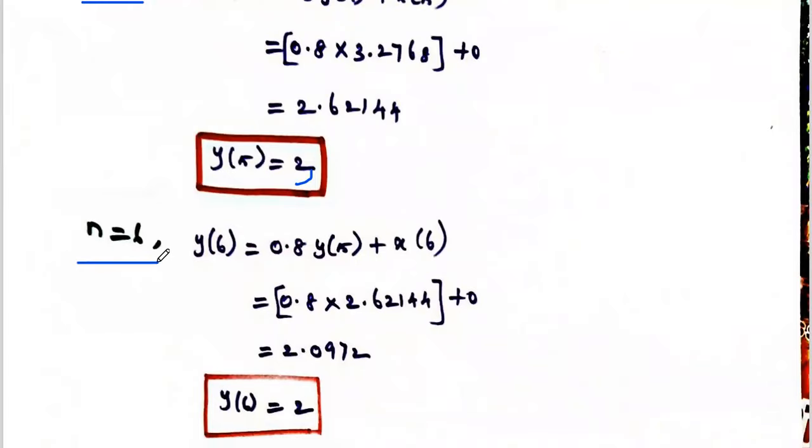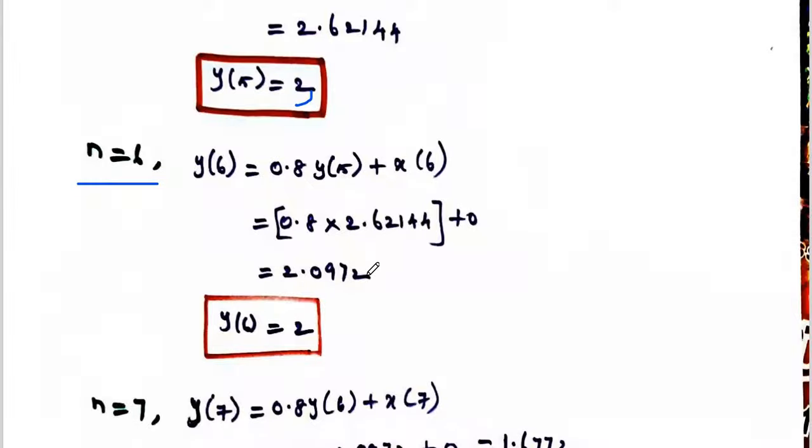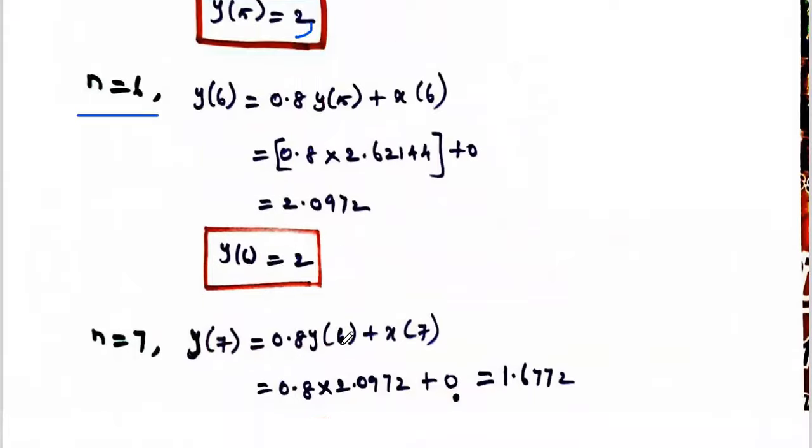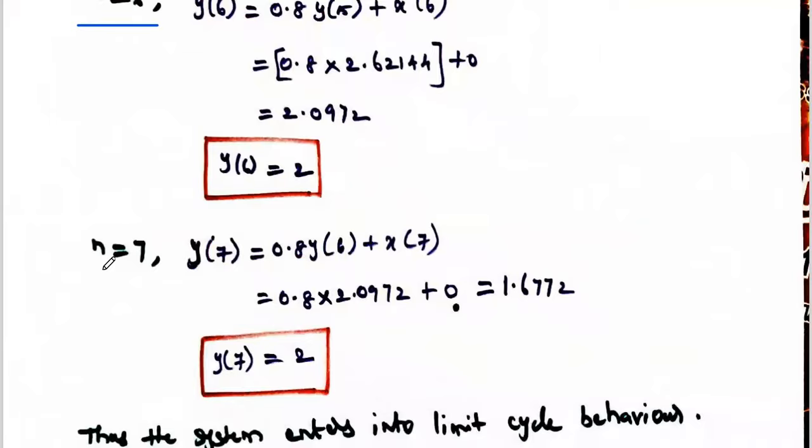So next we will check the output at n equal to 6. So for n equal to 6, if you are calculating, the answer is 2.0972. So 2.0972 is approximated as 2. Okay. Again, the output reduced. Then at n equal to 7, if you are calculating, the output is 1.6772. So 1.6772 is approximated as 2. So you see the output is reduced and the output is maintained as 2 for n equal to 6 and above 6. Okay, so that's why the system enters into limit cycle oscillation.